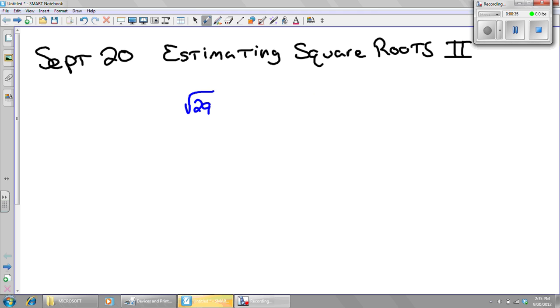And I know that 25 is a perfect square just below 29. If I take the positive square root, I get 5. Then I also know that on the other side, I'm going to need the square root of 36, which is 6. And again, we're only talking about the positive square roots.